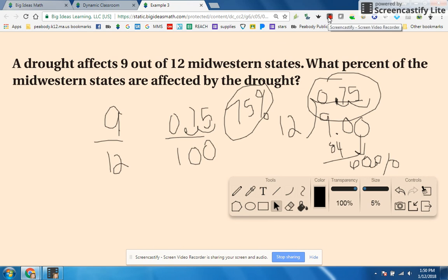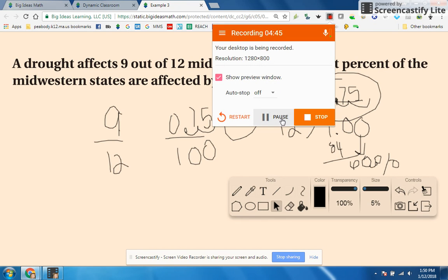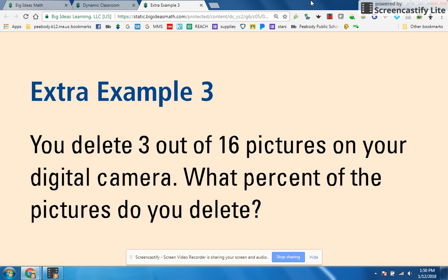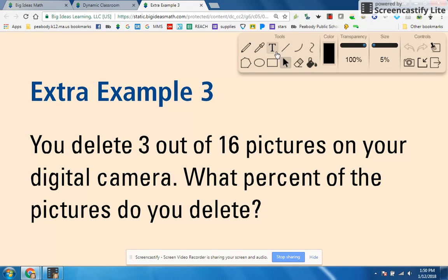Okay, I'm going to give you one to try by yourself. It says you delete 3 out of 16 pictures on your digital camera. What percent of the pictures did you delete? You're going to start by writing 3 over 16, and you want your denominator to be 100. 16 does not go into 100 evenly, so you're going to have to do 3 divided by 16. You're going to get a decimal answer because you have to add a decimal point and a few zeros. So see if you can finish this one off.